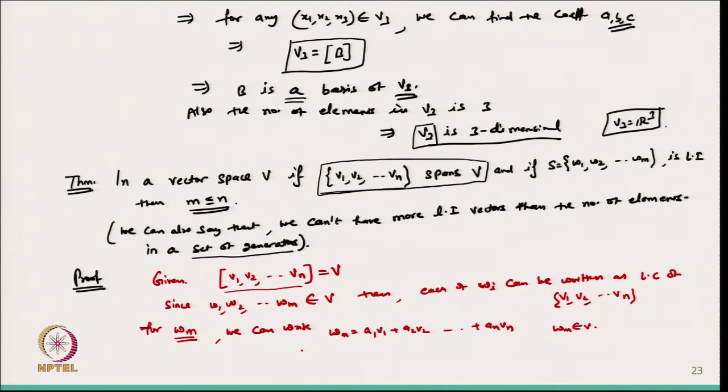So, from here I make a vector set S1. In S1 I will take the first element Wm and then I will write V1, V2 up to Vn. So, definitely it is linearly dependent because one vector is a linear combination of the other vectors, and it contains n plus 1 elements.